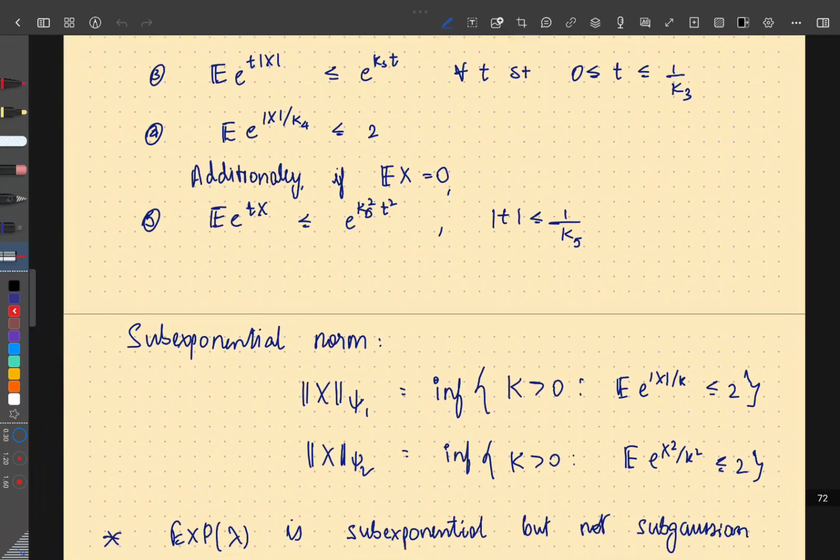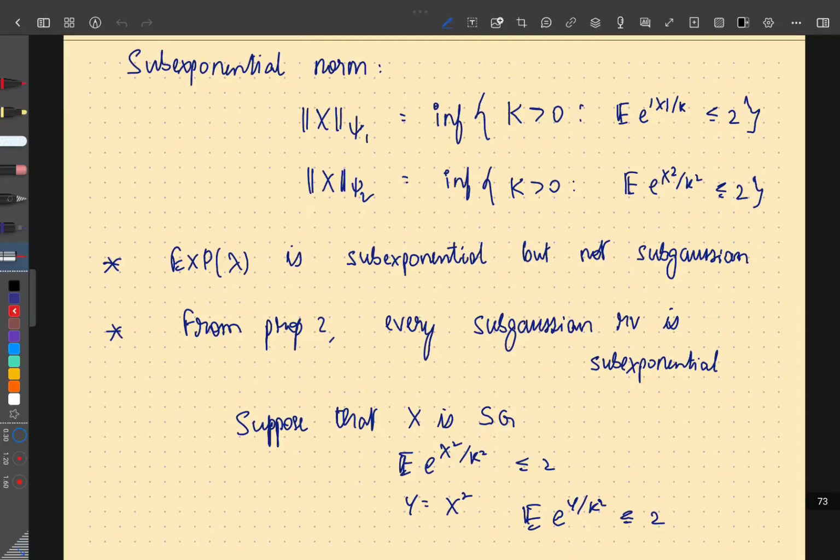So, just as we define the sub-Gaussian norm, we can also define the sub-exponential norm as the smallest k positive for which the expectation of e to the mod x by k is less than or equal to 2. That is, we had this property 4, and the smallest constant for which this property 4 holds is what we call the sub-exponential norm. And just as we did for the sub-Gaussian case, we can prove that this satisfies all the three properties of the norm.